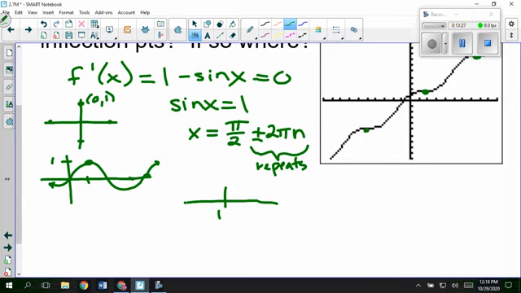Okay, what happens at pi over 2 in a sign chart? And what happens before that and what happens after that? Certainly this is going to give us a 0 in our derivative. But what are the derivatives before and what are the derivatives after?